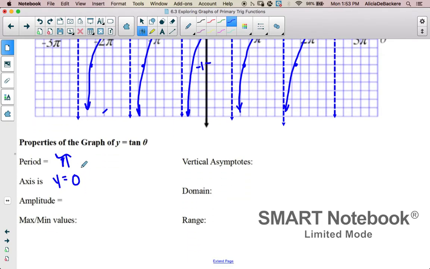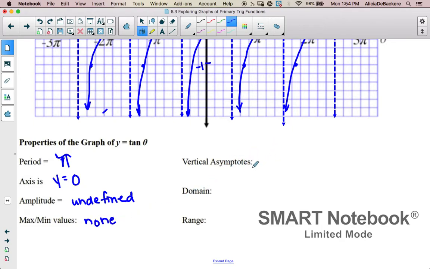Now the amplitude is the distance from the axis of the curve to the top of the curve, or from the axis to the bottom of the curve. That doesn't make sense because there is no top or bottom of the curve here, so the amplitude is undefined for the tan curve. The maximum and the minimum values, again, there are none. There's no top or bottom to this graph.